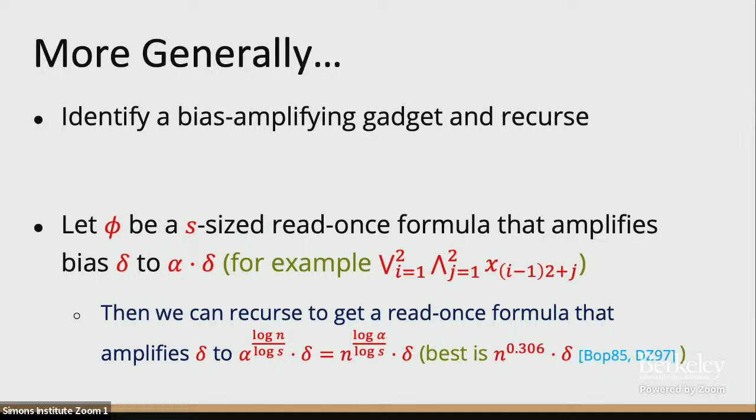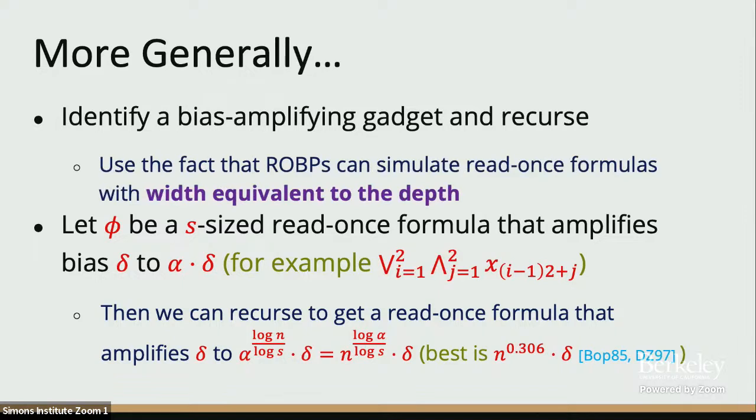What's the amplified read-once program? So now this is just a read-once Boolean formula, like an AND-OR tree, and that's the amplifying thing. But now you use this connection that read-once Boolean formulas can be implemented by read-once branching programs with width equivalent to the depth. Because the depth is just log n, here you are getting a read-once branching program that is amplifying biases by a factor of n to the 0.3, so basically it solves the coin problem.